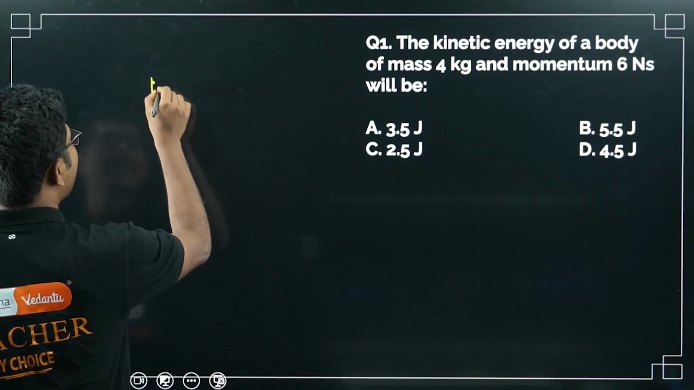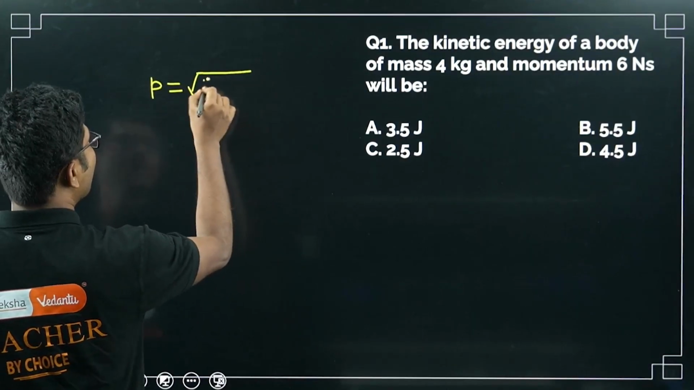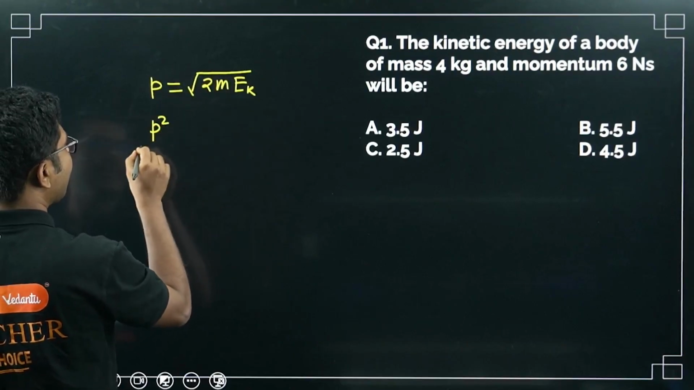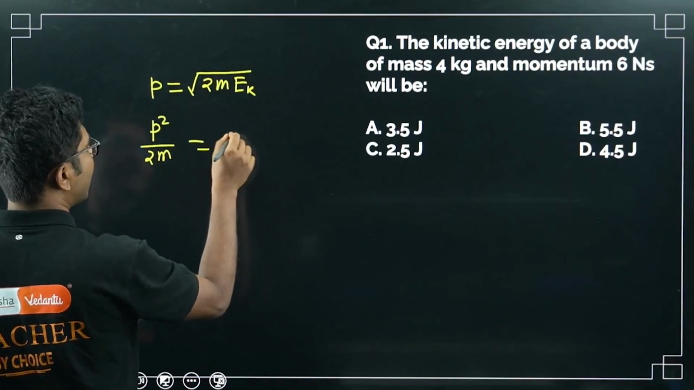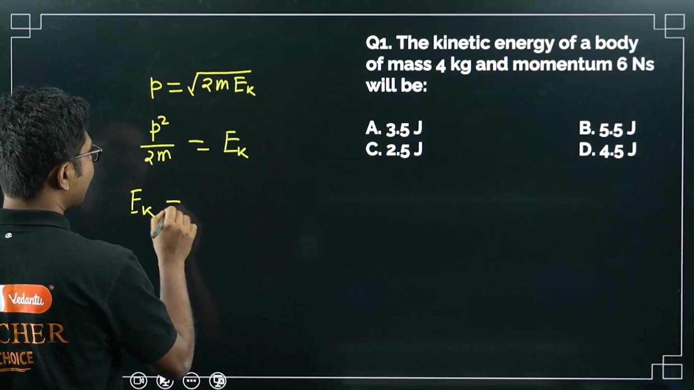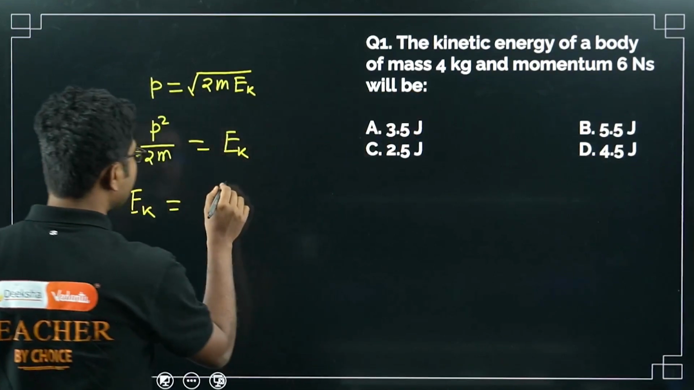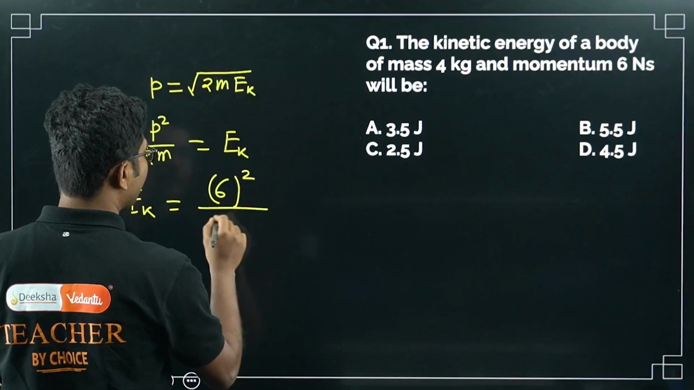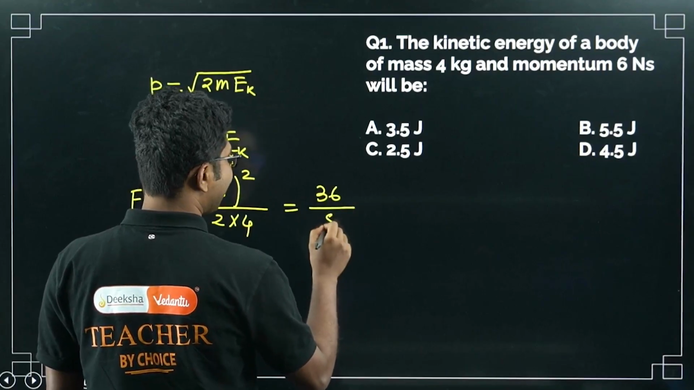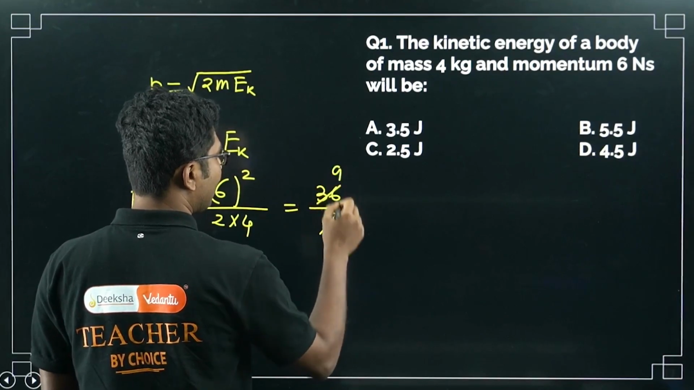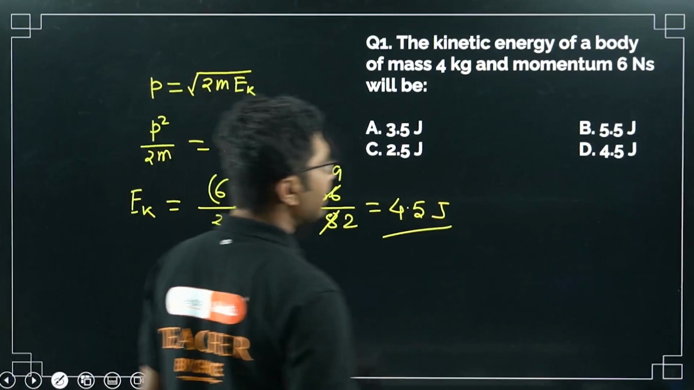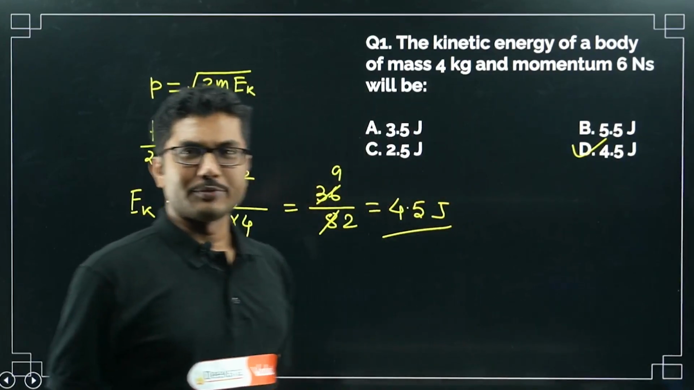We know that momentum can be represented using the formula p equals root of 2m Ek, or if you square both sides, then you can write p square by 2m equals to kinetic energy Ek. So you can find the kinetic energy directly using the formula, and momentum is given 6 Newton per second, so 6 square divided by 2, mass is given 4 kg, so divided by 4, so 36 divided by 8, right? So 9 by 2 or 4.5 joules. Everything is SI unit, so no constants here, so 4.5 joule, direct answer.